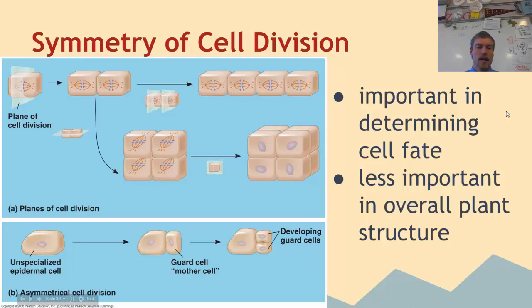You can either have the cell division occur symmetrically, where all of the cells share the same fate, or you can have asymmetrical cell division, which is how we actually get the production of the guard cells that occur around the stomata. It's less important in terms of overall plant structure. So you could have asymmetrical cell division occur in the leaves, and it can create a leaf that looks fine, even though the actual cells aren't symmetrical, that nice boxy shape that we tend to associate with plant cells.